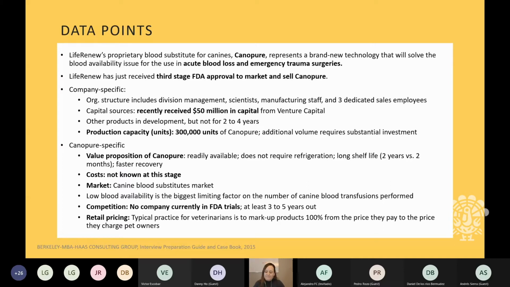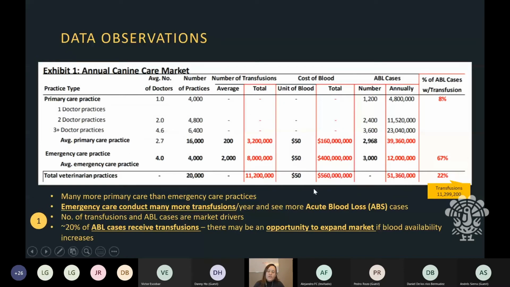All right. For any company, you need to start with data observations. So you need to understand your segment and how that segment behaves. They understood that blood supplies are only used in emergency care units or hospitals. So they looked at who does these types of blood transfusions, right?